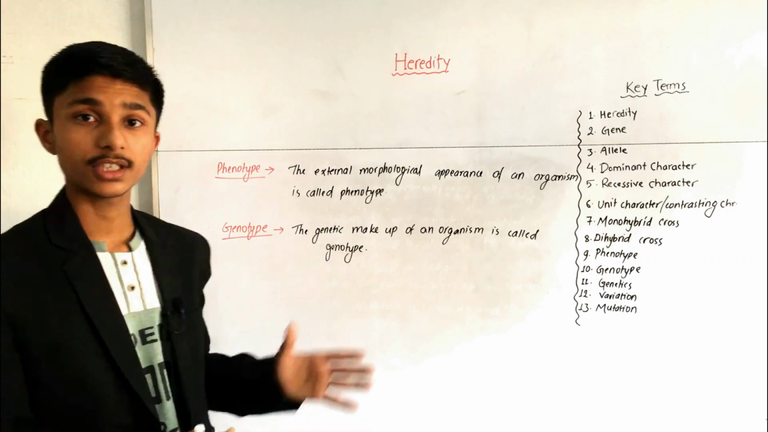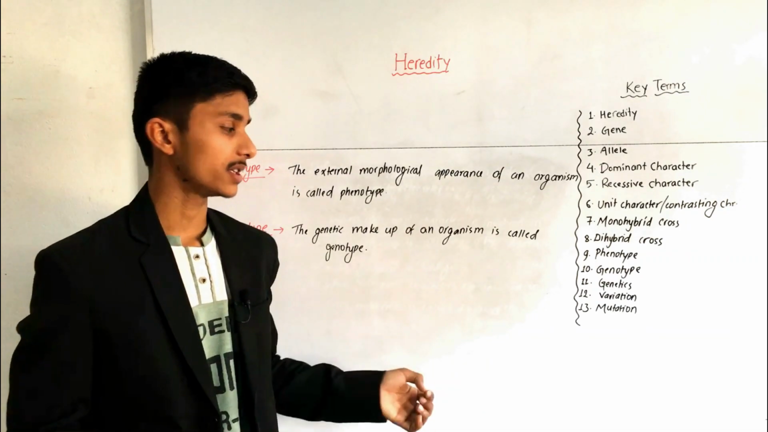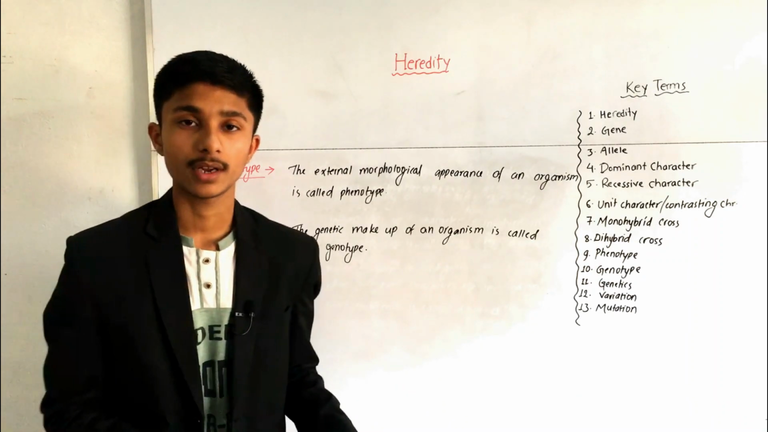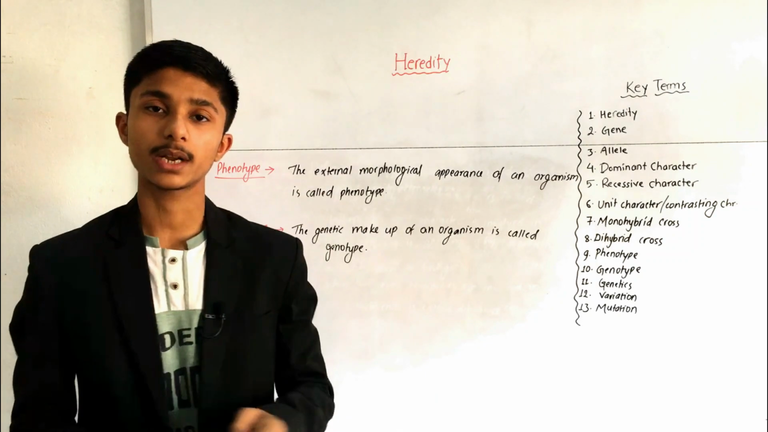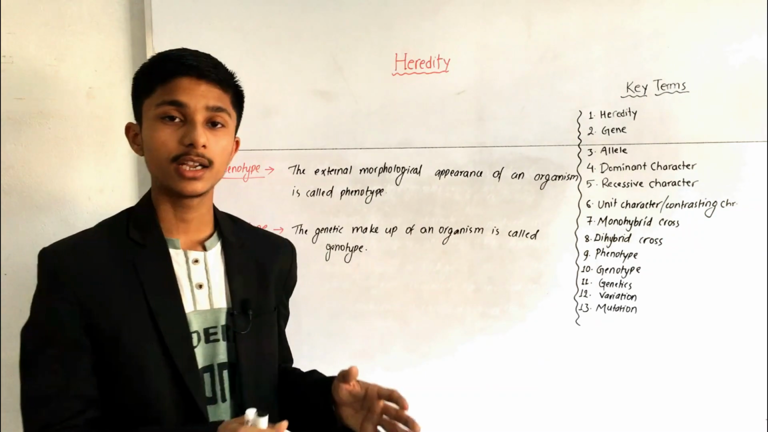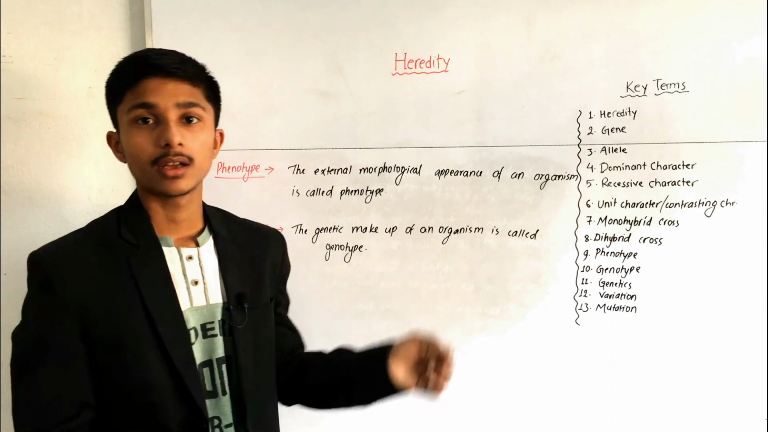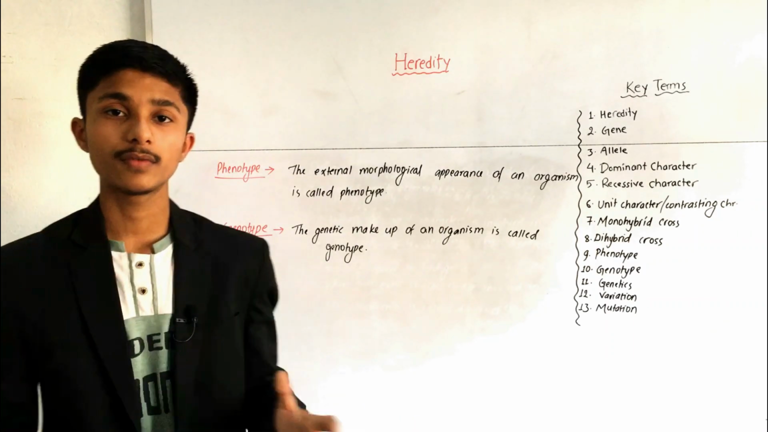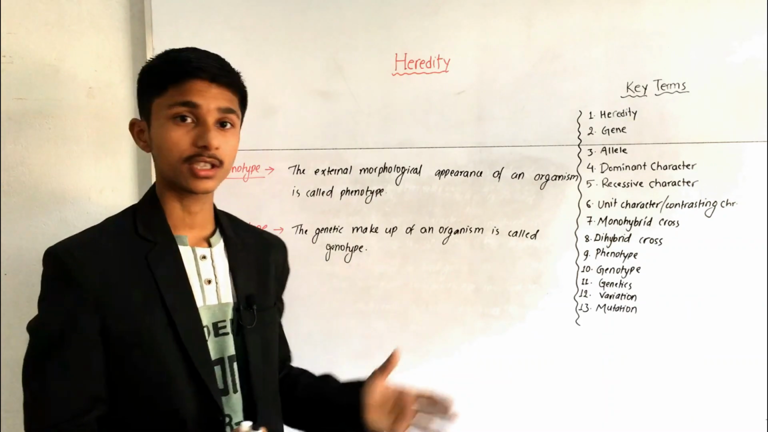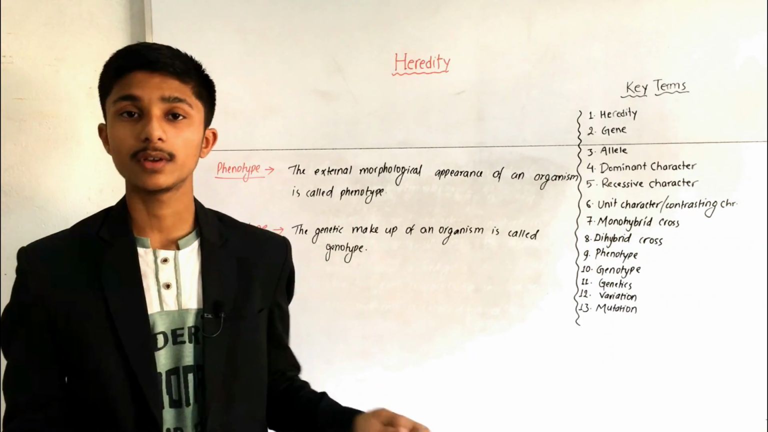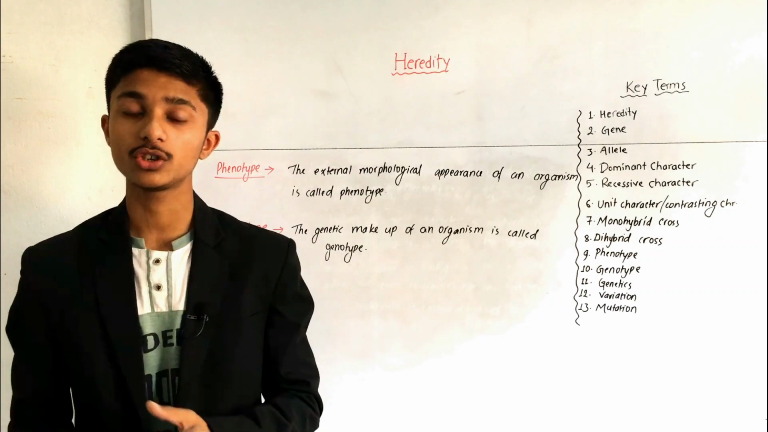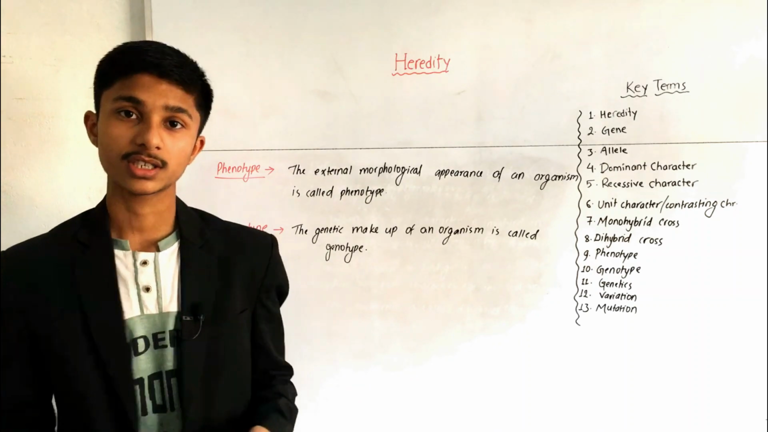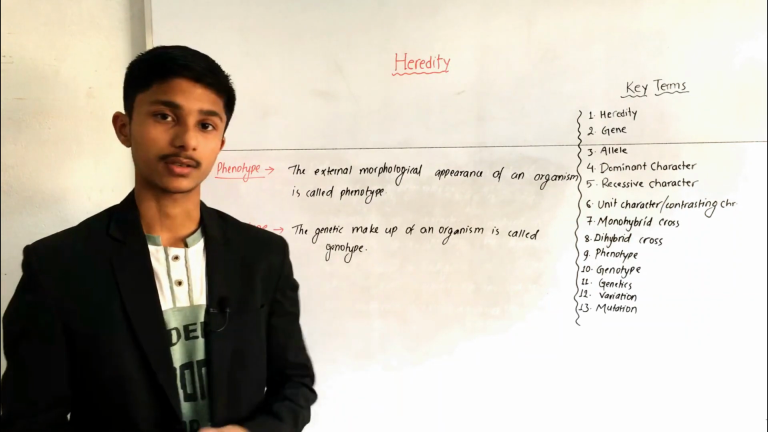Now we move to our next topic, that is genetics, variation and mutation. What is genetics? So here we define genetics. Genetics is a branch of biology that deals with heredity and variation of an organism. And what is variation? Variation is the difference in the genotype or phenotype of an organism in successive generations.